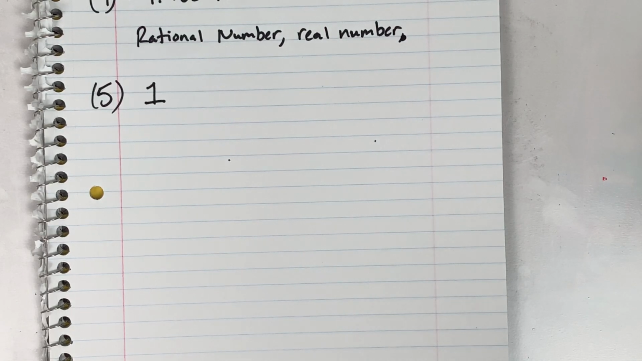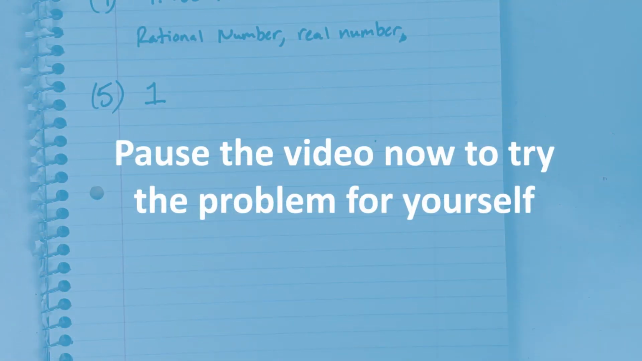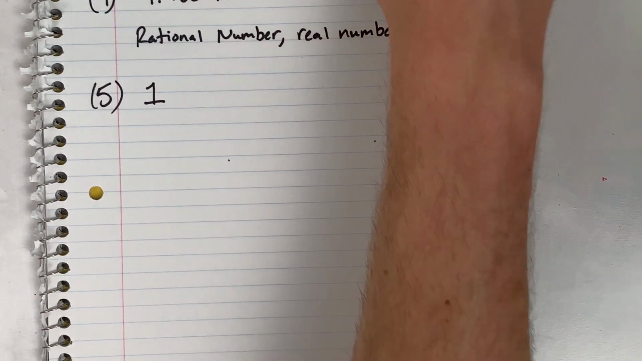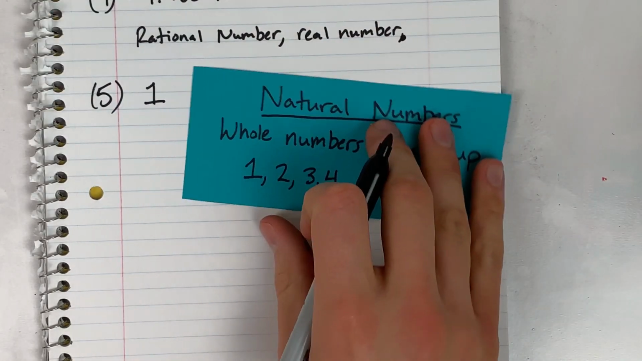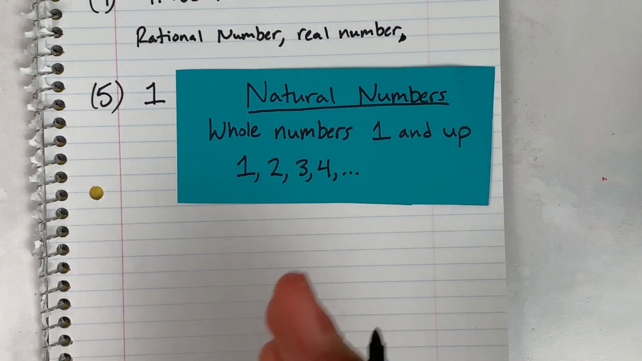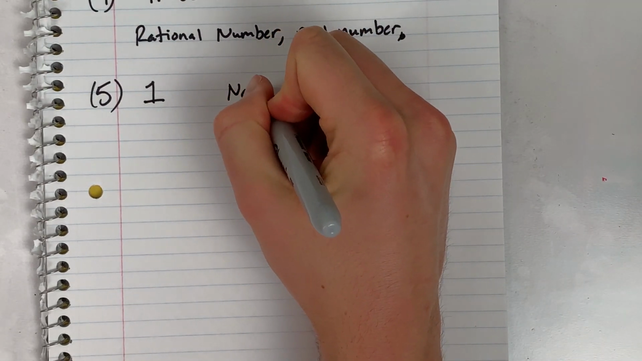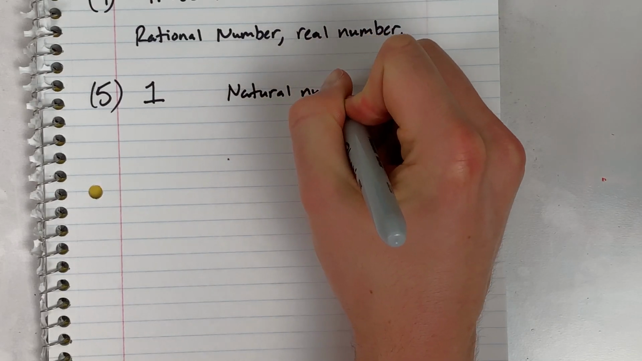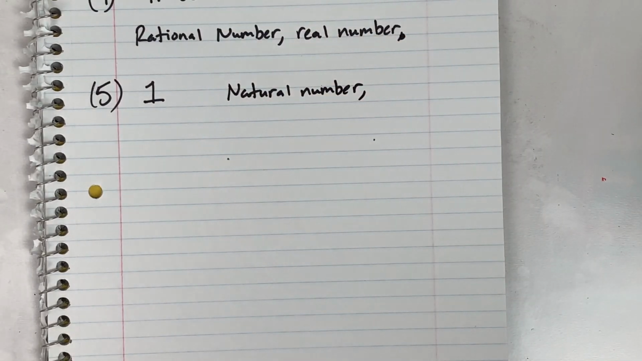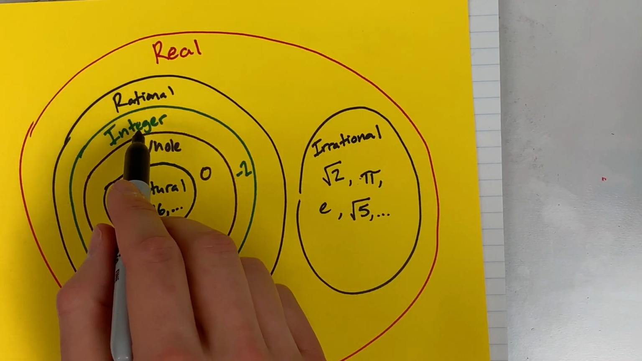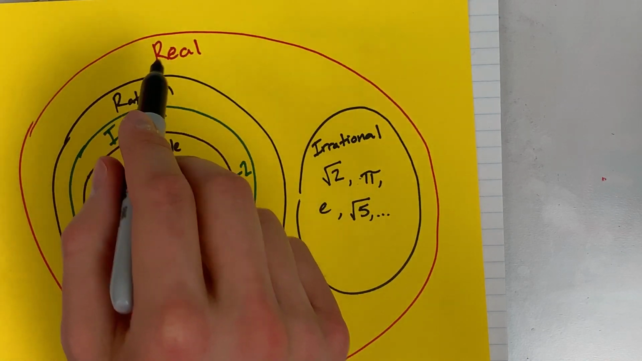Now, number 5 is a doozy. The number we need to classify in number 5 is 1. How many ways can we classify 1? Well, we know that 1 is a natural number because by our definition, natural numbers are whole numbers 1 and up, and 1 is certainly 1 and up. So 1 is a natural number. And then, based on our picture, because it's a natural number, it's also whole, it's also an integer, it's also a rational number, and it's also a real number.